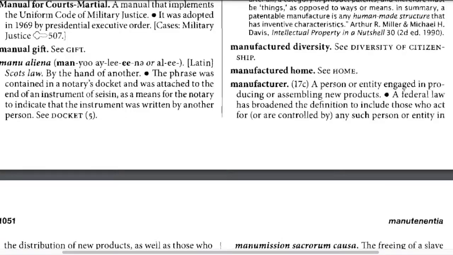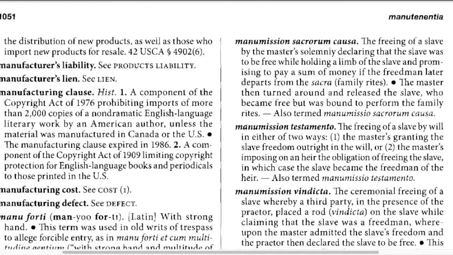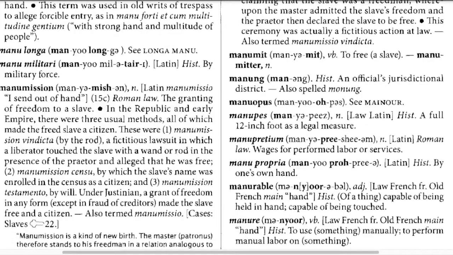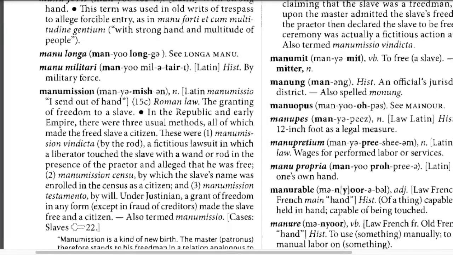Getting there. Come on. All right, we're there. Manumission. Let's make sure we're fully in here. All right, here we go.